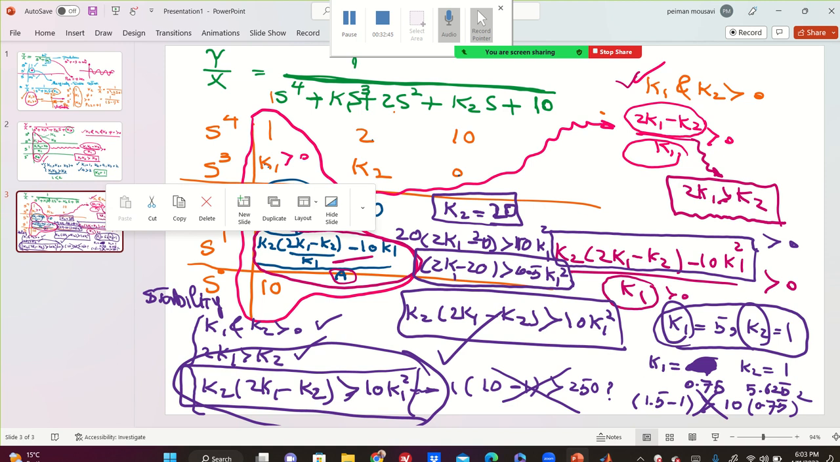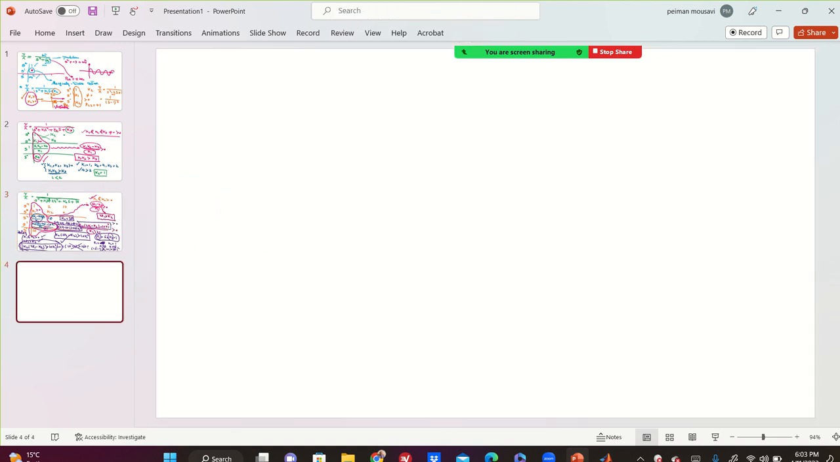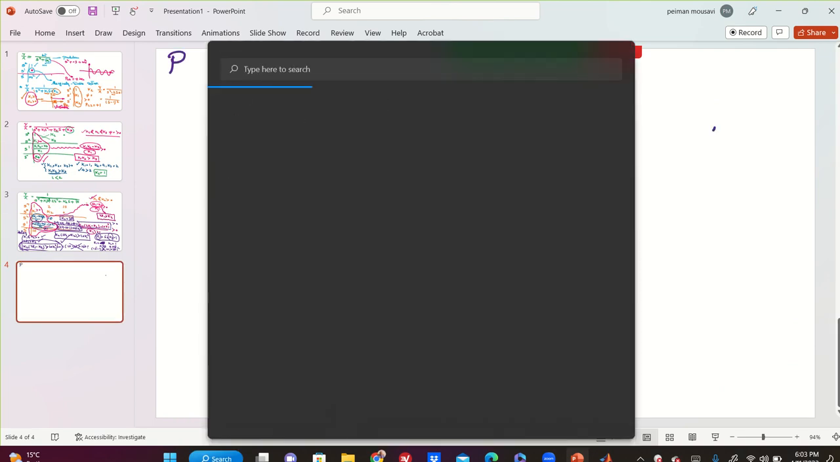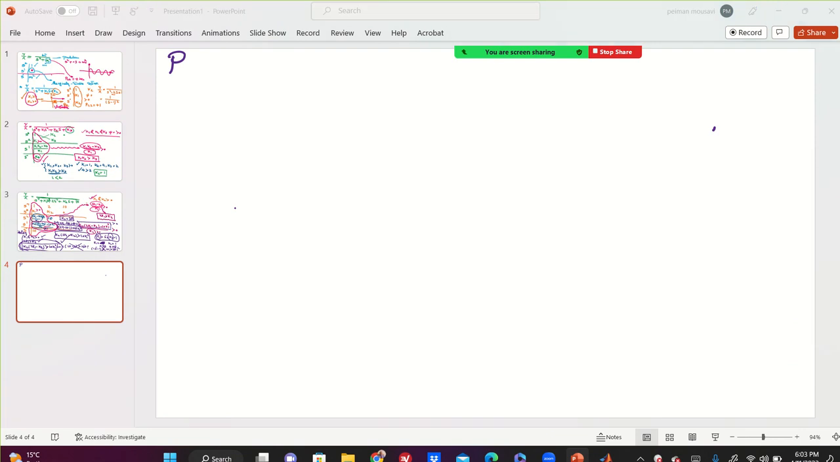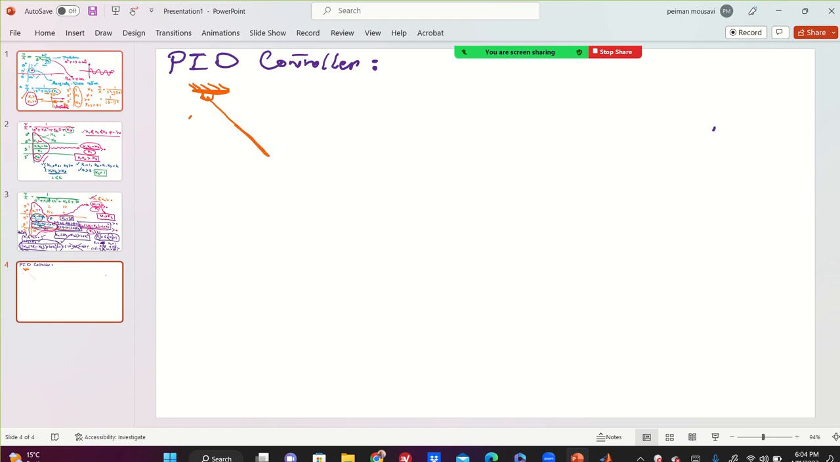Okay, so that covers the Routh stability criteria. Now let's go to designing the controller, the PID controller. Okay, let's go from basics. I'm going to take you back to class 1 of this semester. I taught you that intentionally because I knew that at the end of the semester I'd come back to this.